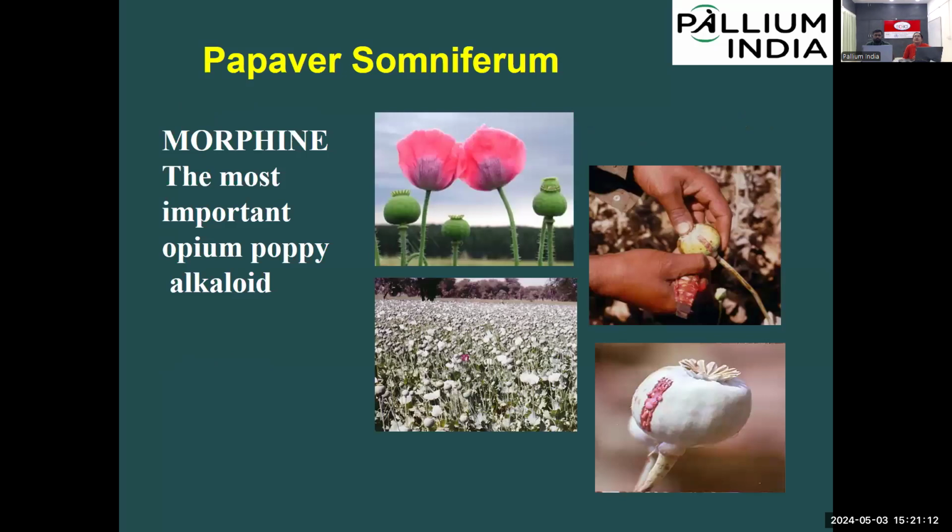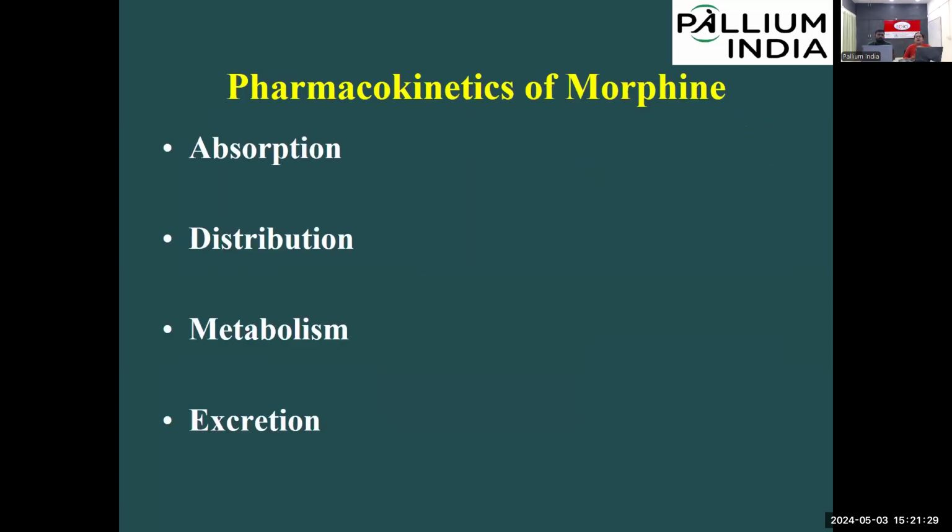So morphine is a naturally occurring opioid, and it is extracted from the poppy plant Papaver somniferum. So morphine is legally cultivated in Uttar Pradesh, Rajasthan, and Madhya Pradesh. And moving on to the pharmacokinetics of morphine, we'll be discussing the absorption.